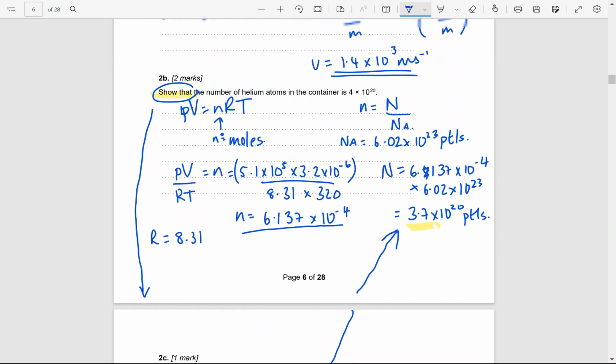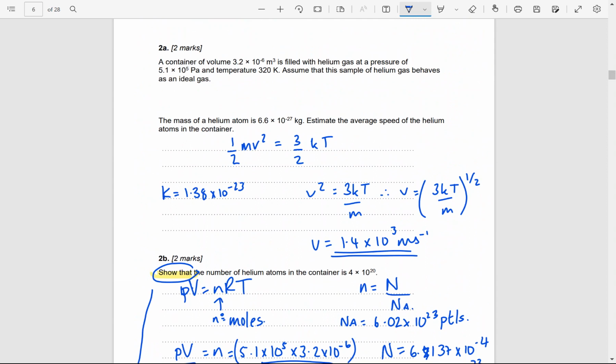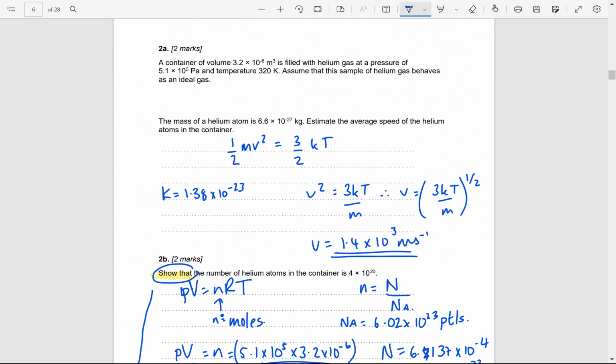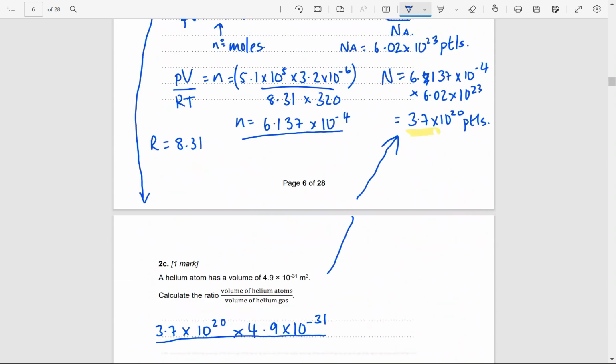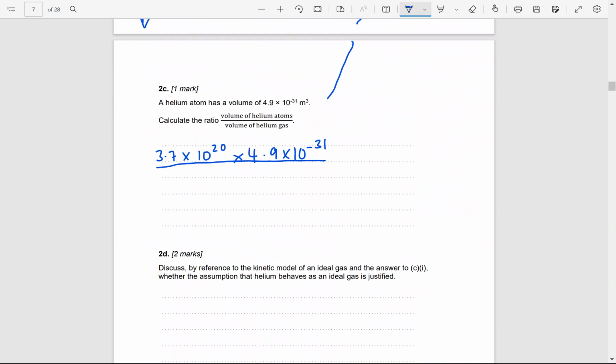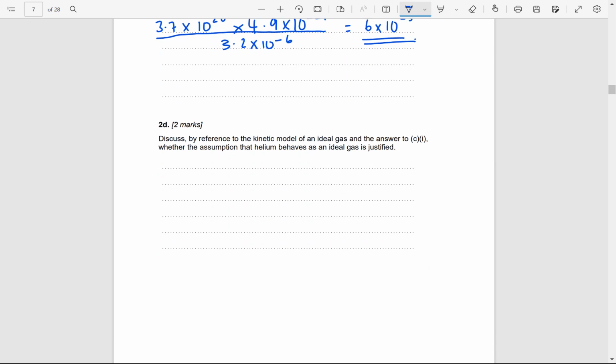And then we need to divide it by the volume of the helium gas. So what was the volume of the helium gas? Right up at the top, 3.2 times 10 to the negative 6. And that's 6 times 10 to the negative 5. No units because it's a ratio.